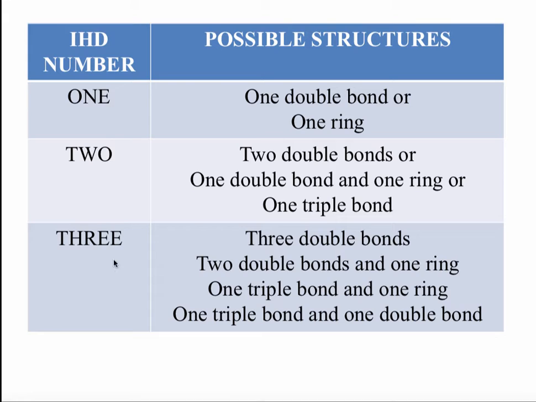You can have an index of hydrogen deficiency greater than 2 or greater than 3. So these are just examples. If you have an index of hydrogen deficiency of 3, that means you have either 3 double bonds, or 2 double bonds and 1 ring, or 1 triple bond and 1 ring, or 1 triple bond and 1 double bond.